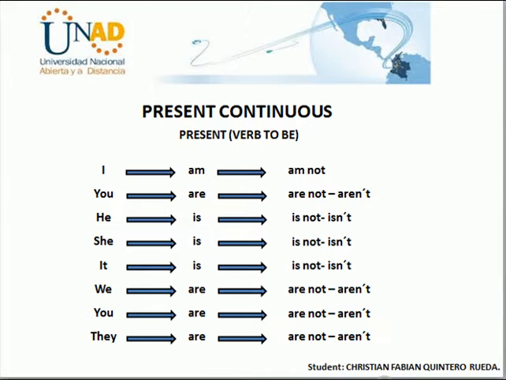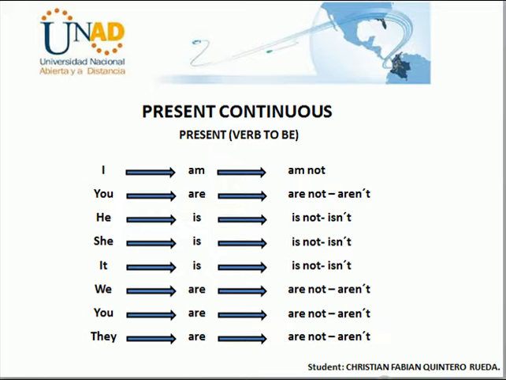The next one, I'm going to talk about the present continuous. It's necessary to make a short review of the present of the verb to be. Remember, the subject plus the verb to be. I am, you are, he, she, it is, we, you, they are, and the negative form: I am not, you aren't, he, she, it isn't, we, you, they aren't.